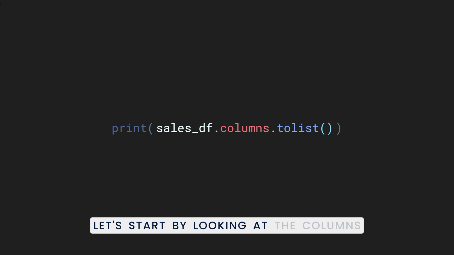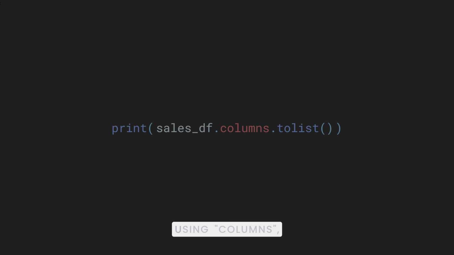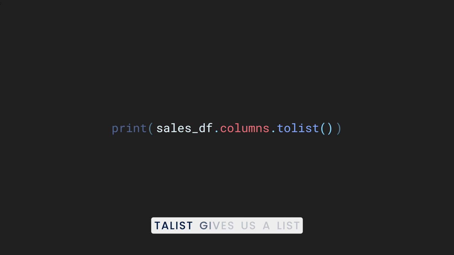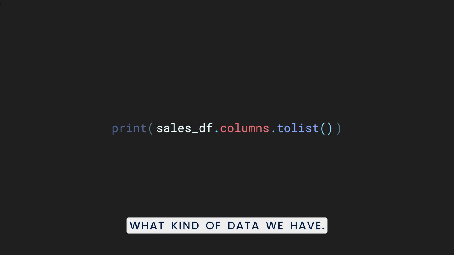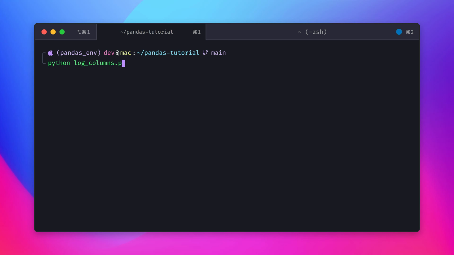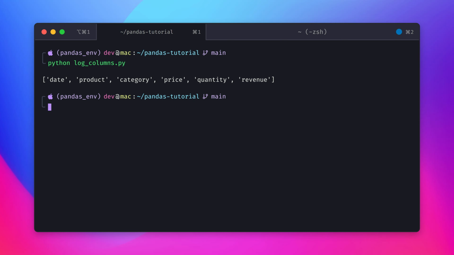Let's start by looking at the columns in the data frame. Using columns.tolist gives us a list of all column names. This is a quick way to understand what kind of data we have. Here we run the Python script that prints the list of column names. You can see all the columns loaded from the dataset displayed in the terminal.